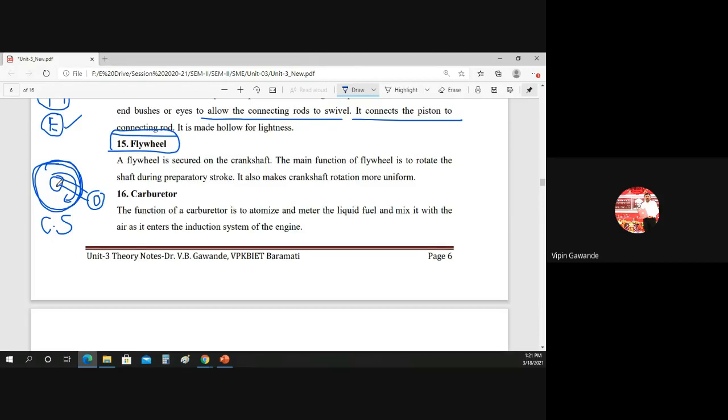तर ते व्हायब्रेशन का जाणवत नाही? कारण आफ्टर दिस क्रँकशाफ्ट वी हॅव फ्लायव्हील, आणि या फ्लायव्हील काय करतो हा, it absorbs the vibrations. Okay, the main function of the flywheel is to rotate the shaft during the preparatory stroke, and at the same time it removes the vibrations from the rotation of the crankshaft. Okay, so it makes crankshaft rotation more uniform. तो त्या रोटेशनला युनिफॉर्म ठेवतो.